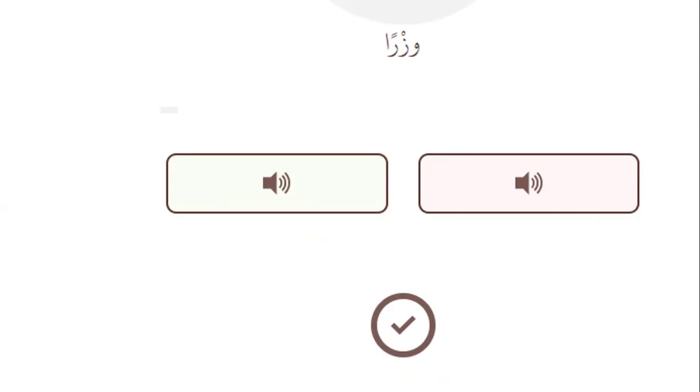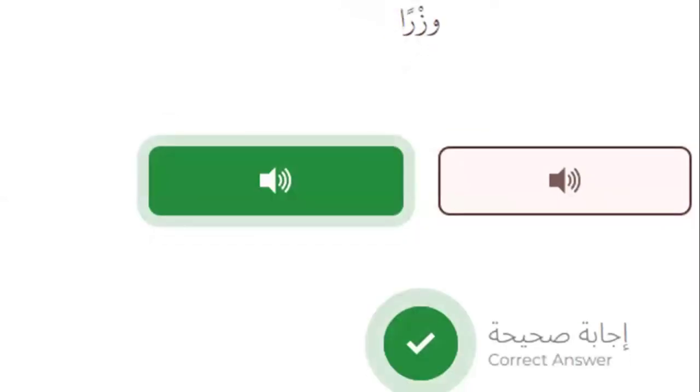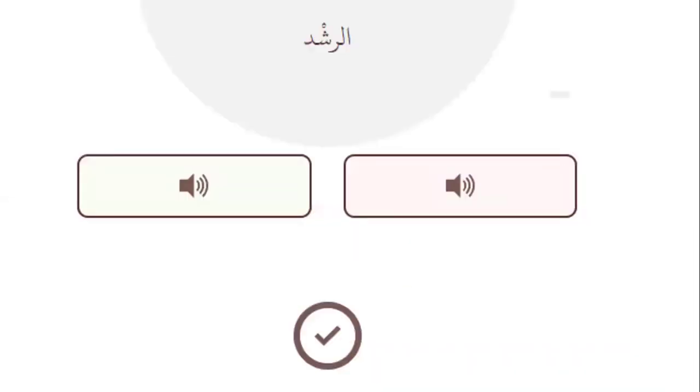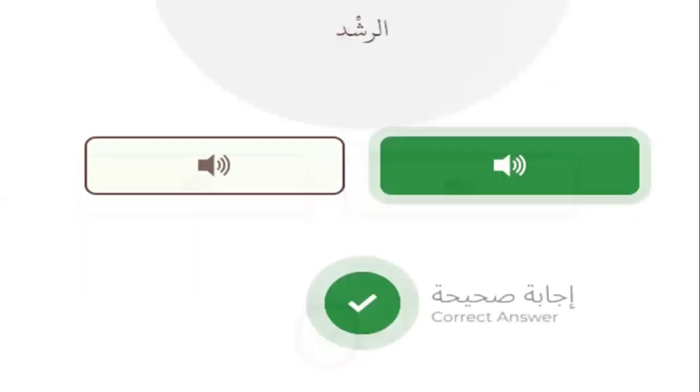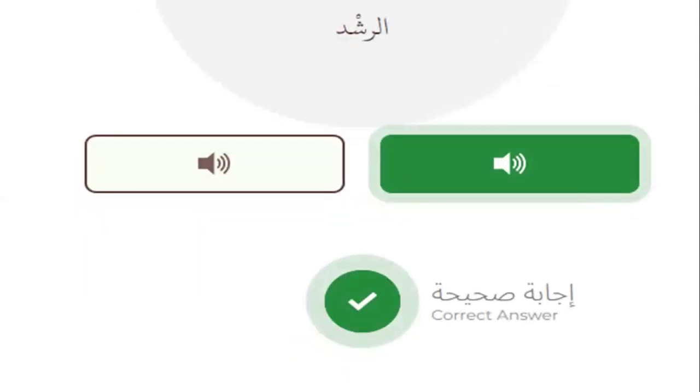Please choose the correct answer. Wizran. Which one is right? The second one? Wizran. Yes, very good. Ar-rushdu. Which one is right? Ar-rushdu or ar-rujdu? The first one, ar-rushdu. Yes, very good.